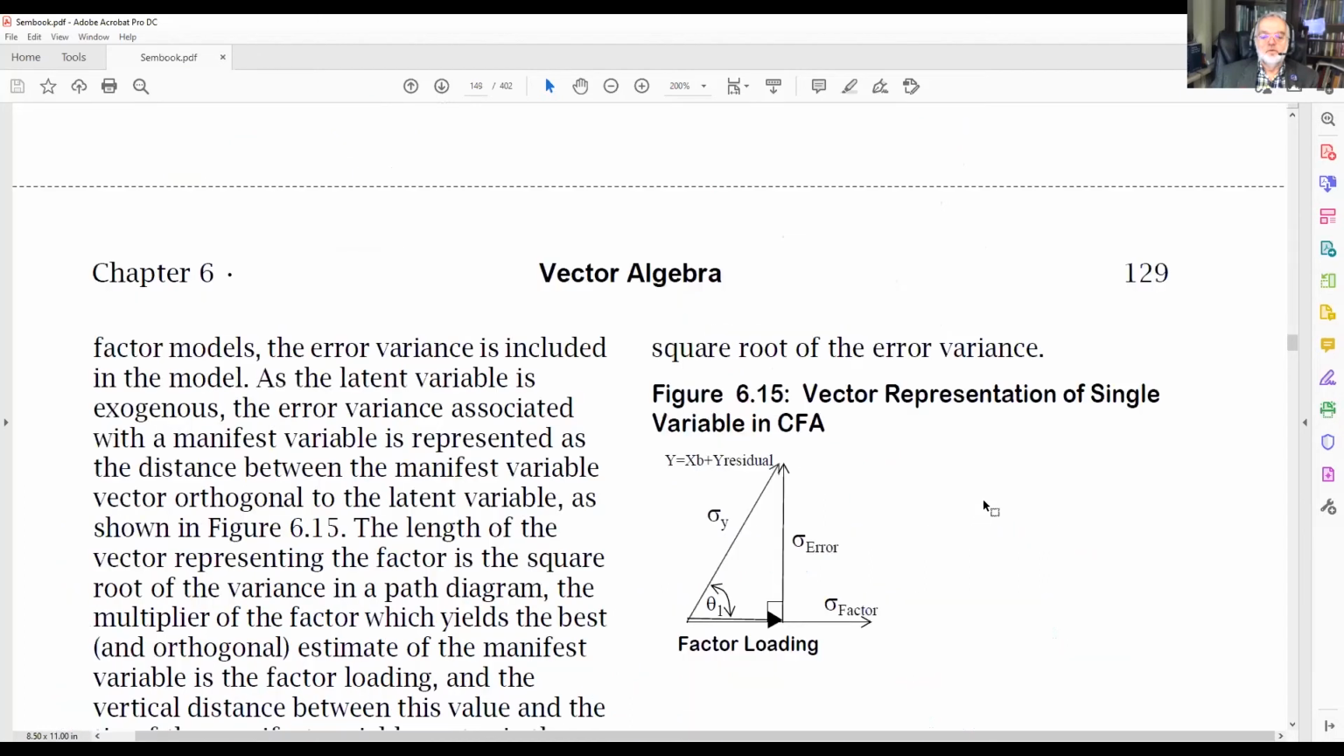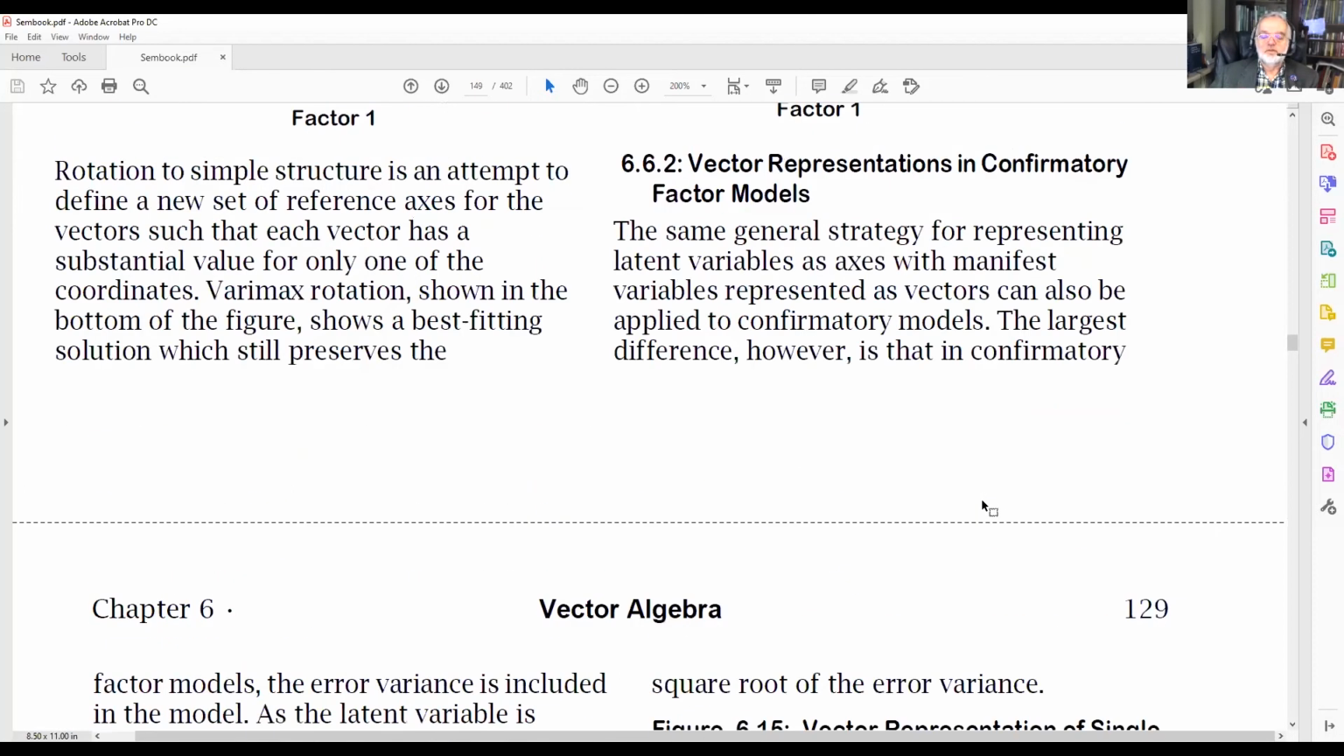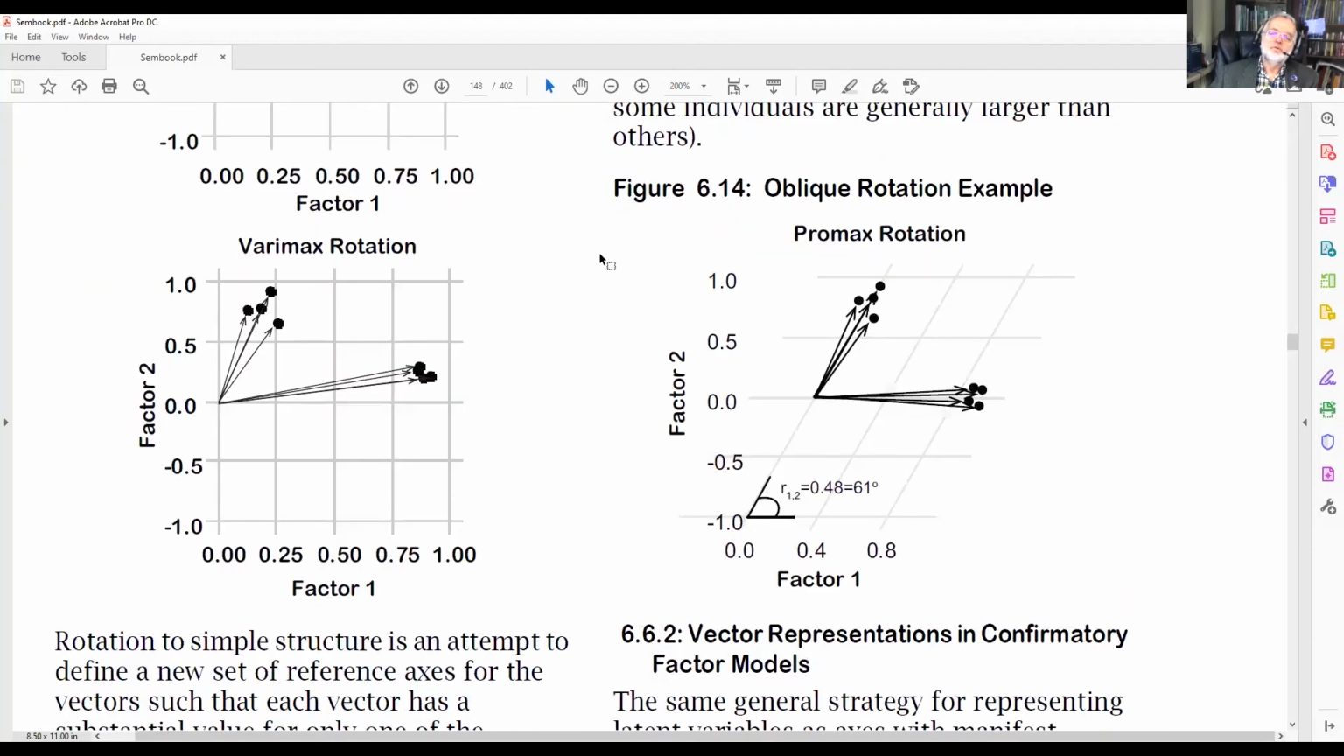And we don't need to go too deep into that, because when the time comes, I'm going to say, remember, we drew vectors that were the standard deviations of variables way back when. And we'll talk about rotation in that form. So that's a good place to stop the discussion of vector algebra. I hope that that's somewhat okay.